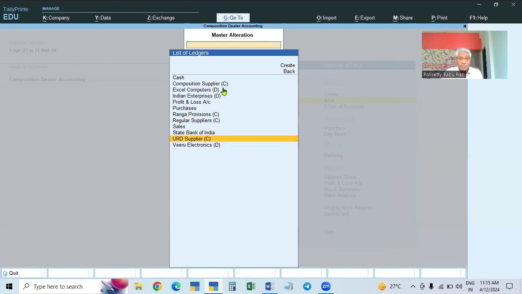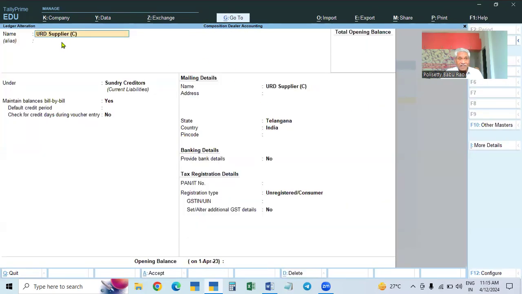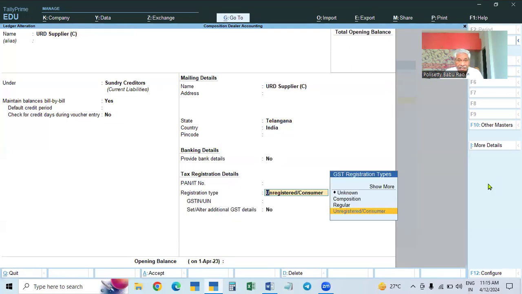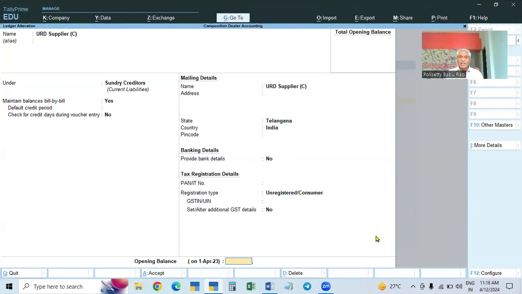And then another creditor. See here, first one, composition, two creditors, registered regular. And here, URD supplier, unregistered dealer supplier, you give the name. And this is also the same thing, creation is the same. The difference is only the registration type. Here, he is an unregistered person, it is business, unregistered person. For purchase only, he purchases from business, it will be unregistered only. In the case of sales, maybe we sell to an unregistered business, or maybe we sell to a consumer also. So that's why the two are combined. Okay, we are taking unregistered.